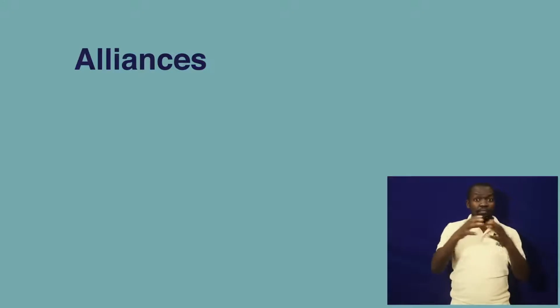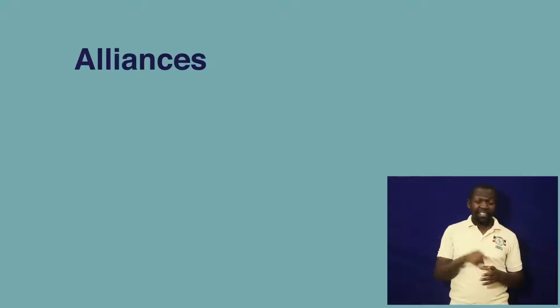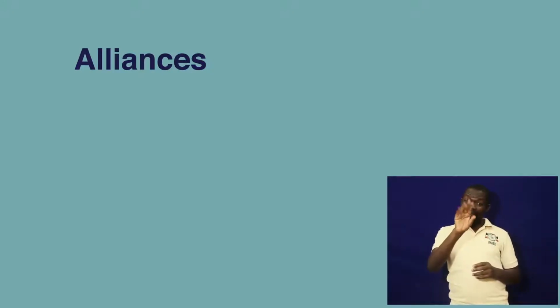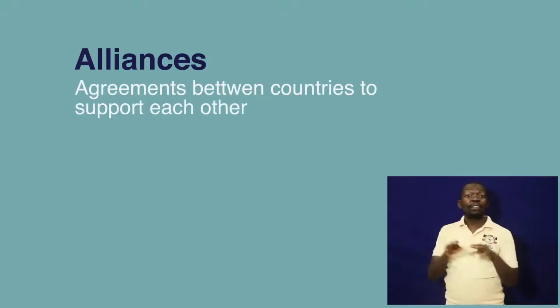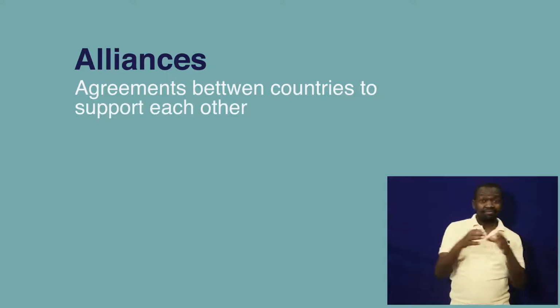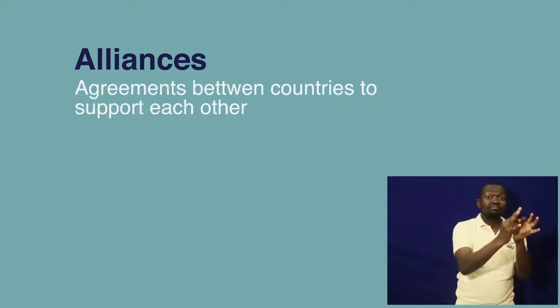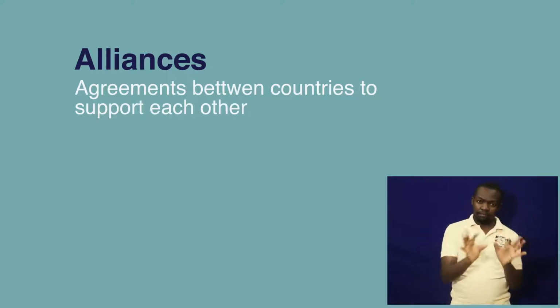Now let's look at alliances. Alliances caused World War I. Alliances were agreements between countries. These were agreements that would bind them to support each other.